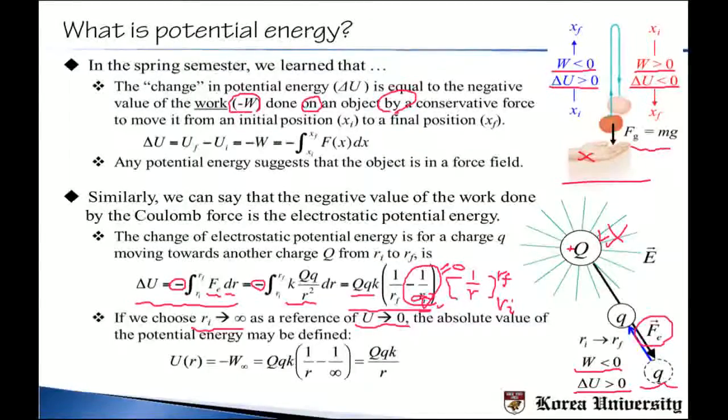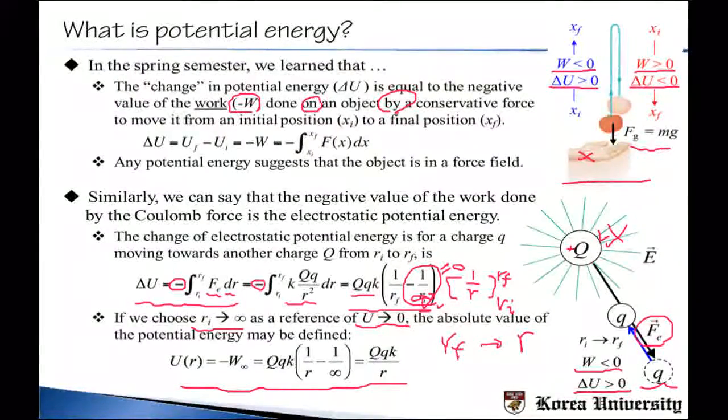Okay. And now instead of saying Rf, which is a final position, let's just replace it with R. So we are expressing the potential energy simply as a function of position, which is R. So this is what we get. Now, starting from the same idea as the gravitational potential energy, this is how we express the potential energy due to the Coulomb force, and also find the best place to put the potential energy to be zero, and get the idea of the absolute value of the potential energy.